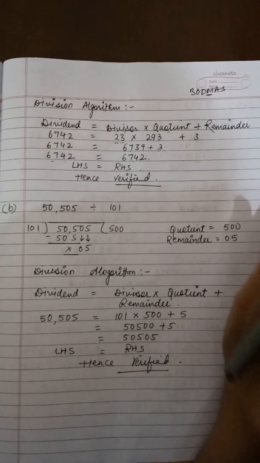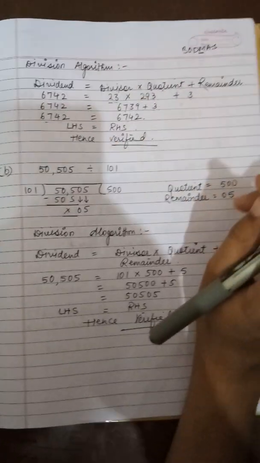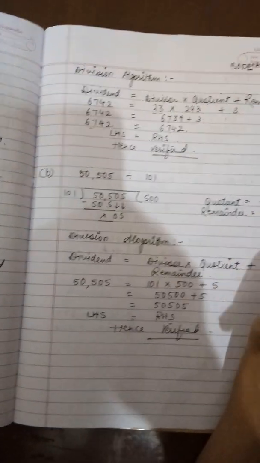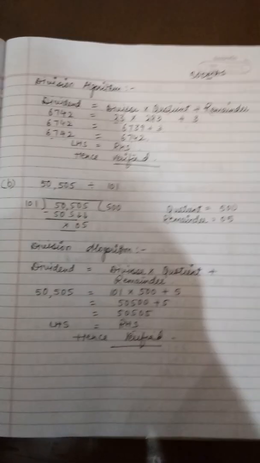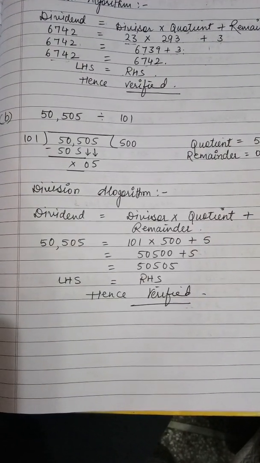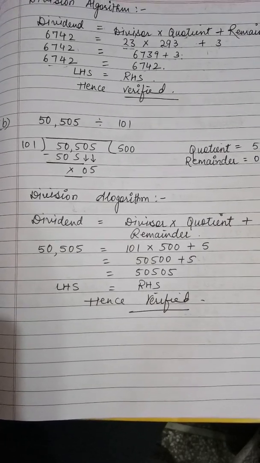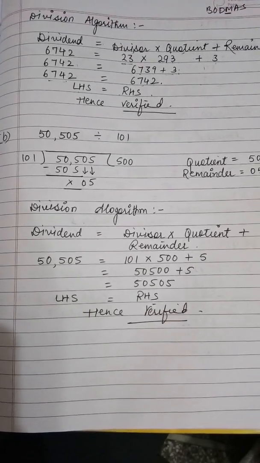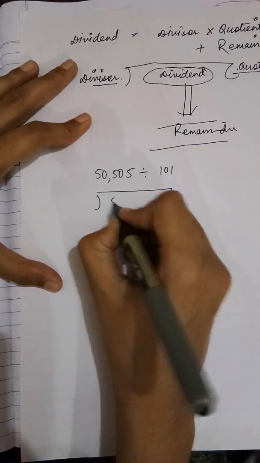So that's how you have to do this question, in which you firstly write the quotient and remainder and then you write the division algorithm. Now let's do the B part. In the B part we have to divide 505 by 101. So let us do how we are going to divide here.